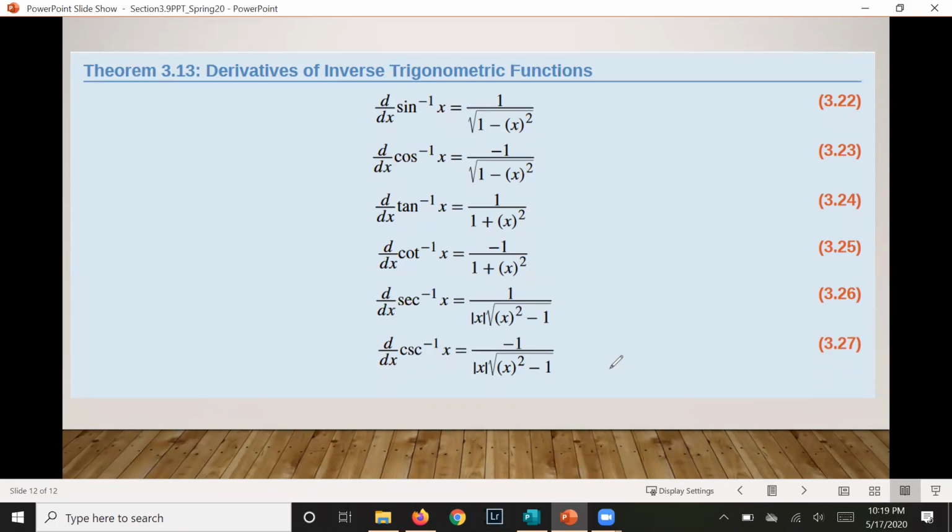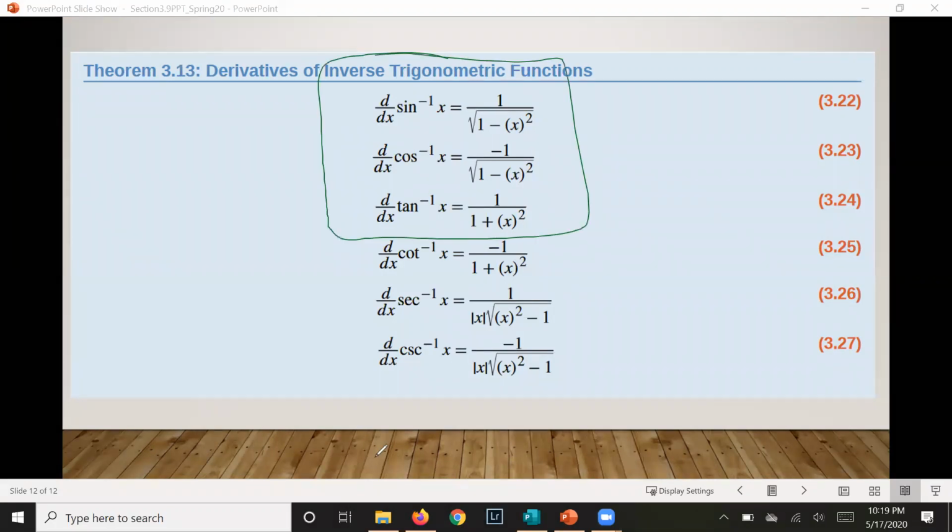The ones for inverse secant and inverse cosecant are kind of strange. Inverse secant is 1 over the absolute value of x times the square root of x squared minus 1. And the inverse cosecant is negative 1 over the absolute value of x times the square root of x squared minus 1. Now, I'll tell you right now, the ones I would expect you to know or recall for an exam or a quiz are these top 3. Those are the ones we use most commonly. Doesn't mean the other ones aren't important, but if you ever need to use them, you can look them up.